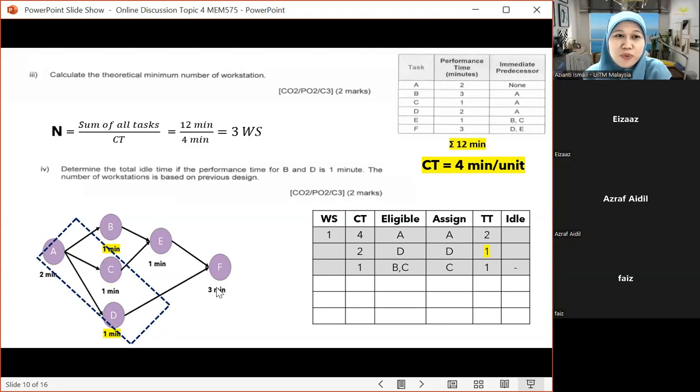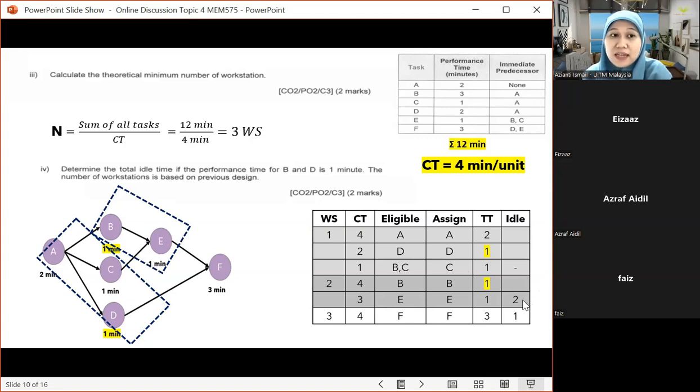Alamak, ingatkan boleh tutup dengan 2. Tak boleh sebab 1 campur 1, 2 campur ni 5. So nak tak nak kita kena gabungkan B dengan E saja. F tak boleh masuk. Okay, so kita buat 1. Nak tak nak kita terpaksalah buka juga workstation ketiga untuk F iaitu 3, 4 tolak 3, 1. So kita ada balance kat sini. Kat sini pun kita ada balance sebab 1 campur 1, 2. Cycle time 4, so kita ada 2.